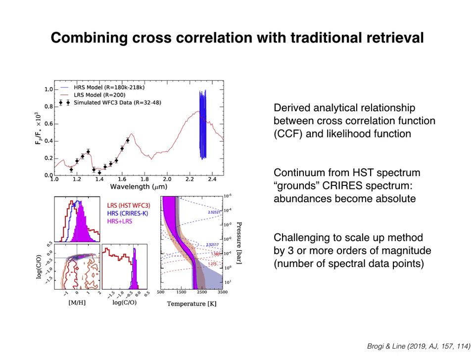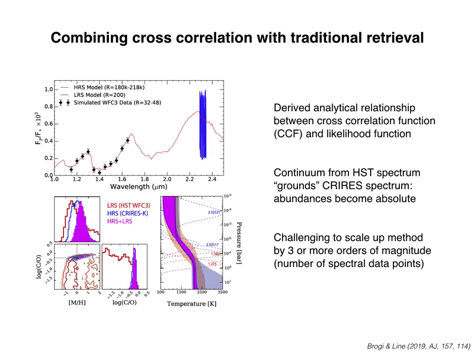And they showed very convincingly in this paper that if you do either analysis by itself, meaning either cross-correlation of the high-resolution spectra or traditional retrieval of the low-resolution spectra, you get a worse answer than if you combine the two, which is shown in pink in these posteriors and temperature-pressure profiles. And this was a very convincing demonstration of the combination of the two methods.